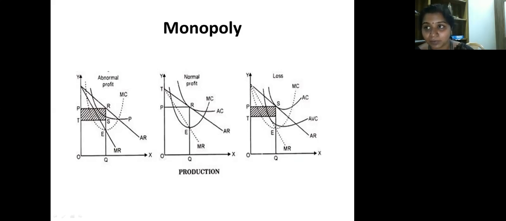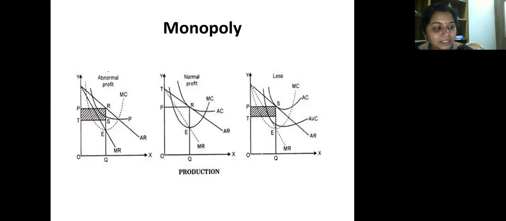Keep in mind that is the only difference between monopolistic and monopoly market structure. The demand curve is different. For monopolistic it is more elastic. For monopoly it is less elastic, because there is no competition. The complete market structure is based on what? The competition level.